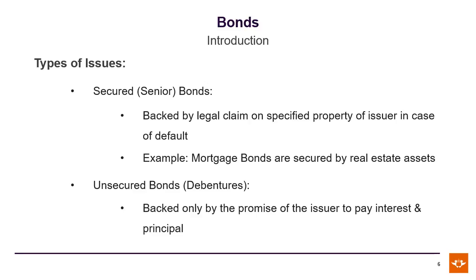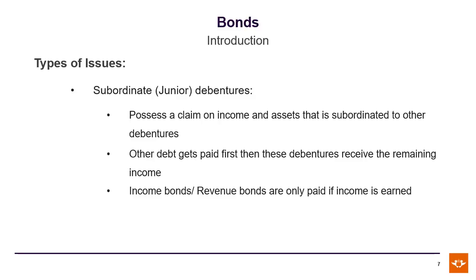Another type of bond issue is the subordinate or junior debenture. They have a claim on income or assets that is lower than other debentures, so other debt gets paid first, then these debentures receive what is left of the income. Now, income bonds and revenue bonds fall under this category. Income bonds are bonds where only the principal or par value is guaranteed to be returned to the investor. If the issuer does not generate sufficient revenue, they don't have to pay interest.